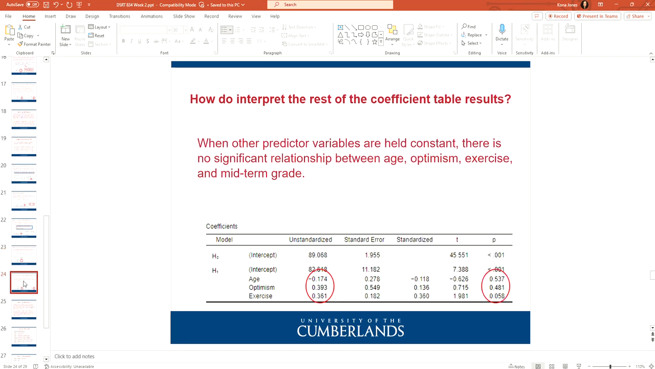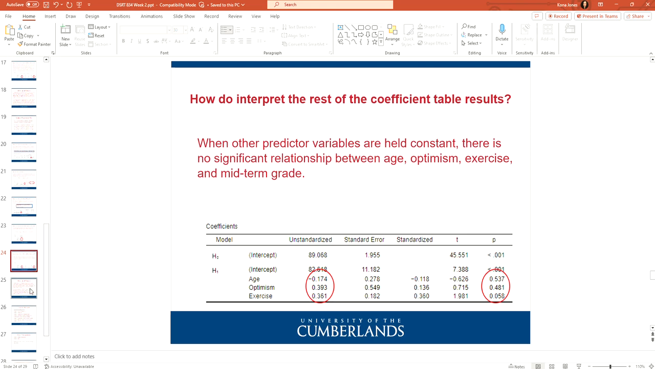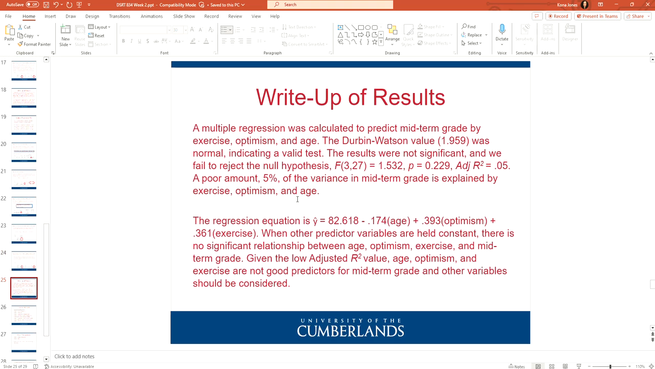I already explained this, so we can go straight to the write-up of the results. Very similar to before, the only difference is that this is not significant. So a multiple regression was calculated to predict midterm grade by exercise, optimism, and age. The Durbin-Watson value was normal, indicating a valid test. The results were not significant, and we failed to reject the null hypothesis. This is a mission-critical statement. Just a reminder, you've got to have that statement.